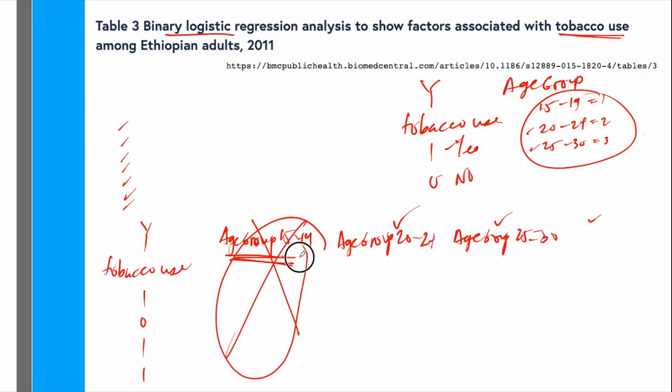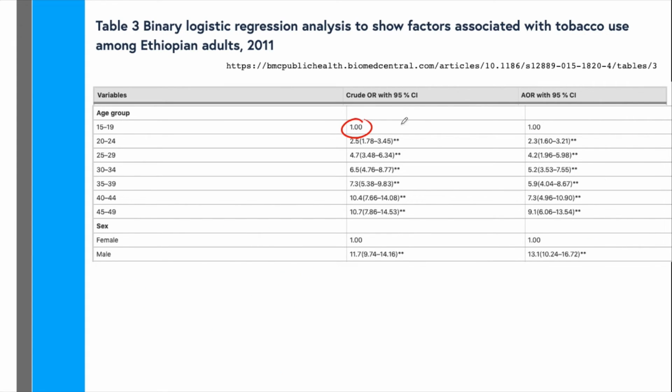Now, since this serves as a reference, in the table, the odds ratio displayed is 1. So, whenever you see a research having an odds ratio of 1 among the dummy variables, that means that variable is the reference variable. So, to interpret, let's say, one odds ratio, let's say 4.7, it tells us that the odds of tobacco use among 25 to 29-year-old individuals is 4.7 times as compared to the reference, which is 15 to 19 years old.